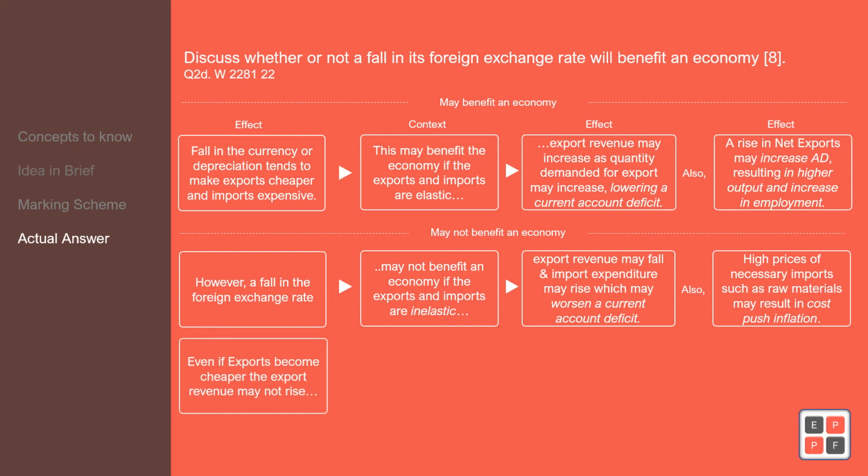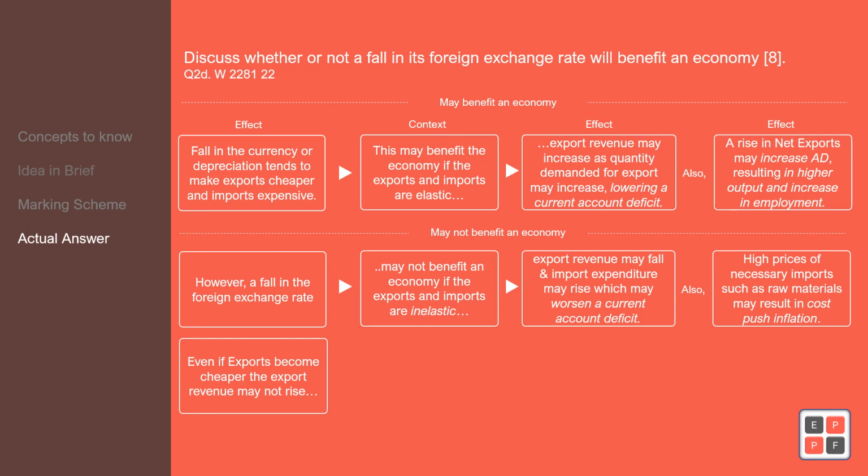I am pretty confident that I would be able to earn the desired marks with whatever I have written, but even in the end, I would try to add another point. Even if exports become cheaper, the export revenue may not rise. And this is very simple. Like, just imagine, even if someone is offering you something cheap, you may not buy it. Why won't you buy it?